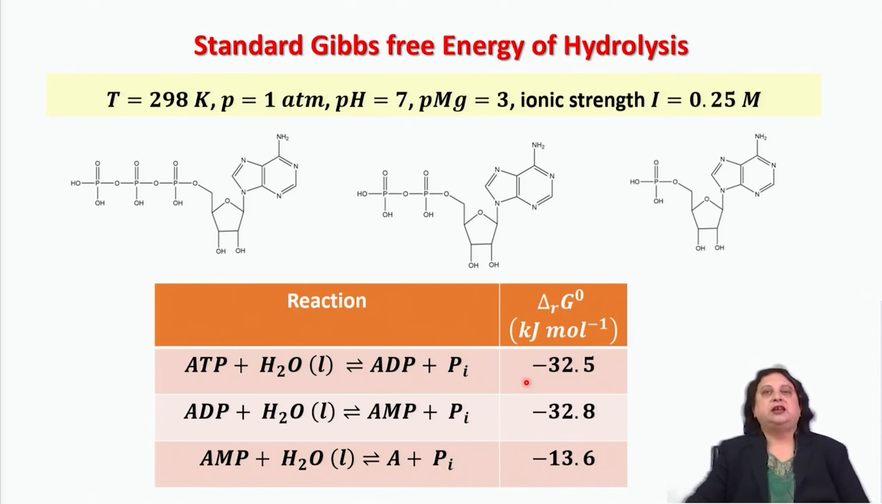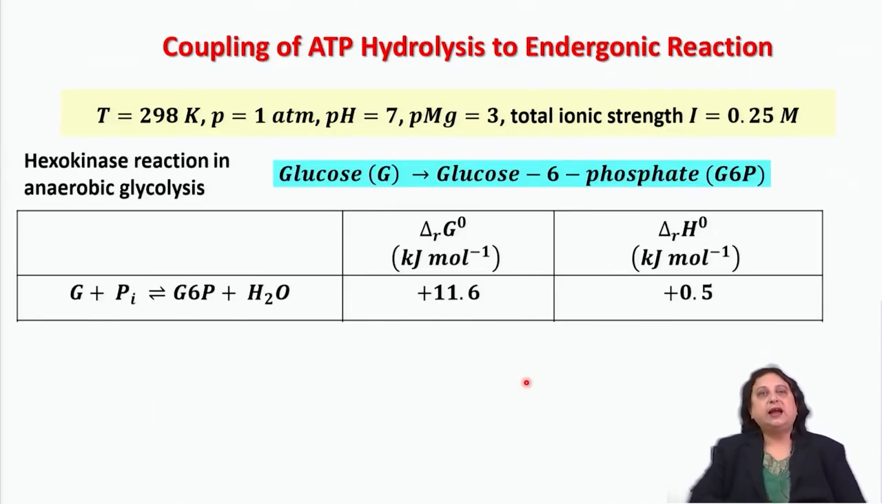Now, with this information in hand, we can go ahead and look at the very first reaction, which is the anaerobic glycolysis, which requires glucose to be converted to glucose-6-phosphate. And this reaction is catalyzed by the enzyme hexokinase, and in general is referred to as the hexokinase reaction in anaerobic glycolysis. So, what is this reaction? You find that 1 mole of glucose, when it combines with 1 mole of inorganic phosphate, gives rise to glucose-6-phosphate and produces 1 mole of water.